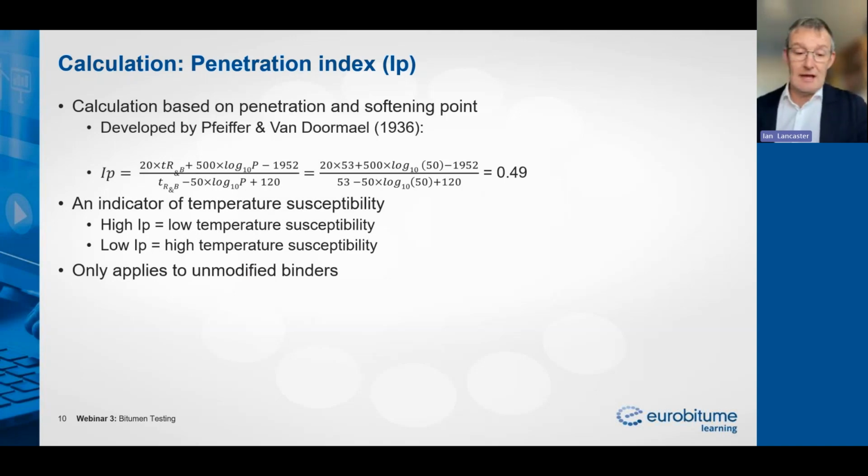The equation shows you there how we evaluate it. So we take our ring and ball softening point and our penetration, we put it into that calculation there. On this side, this is just by way of an example. We take a binder that has a penetration of 50 and a ring and ball softening point of 53. And if we run that calculation, that gives us a penetration index of 0.49. And that's fairly middling. It's just an indicator. But that's one of the first calculations that we can do.